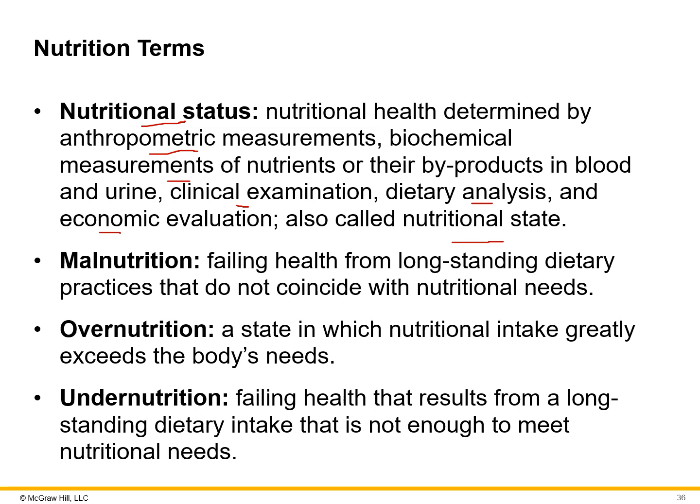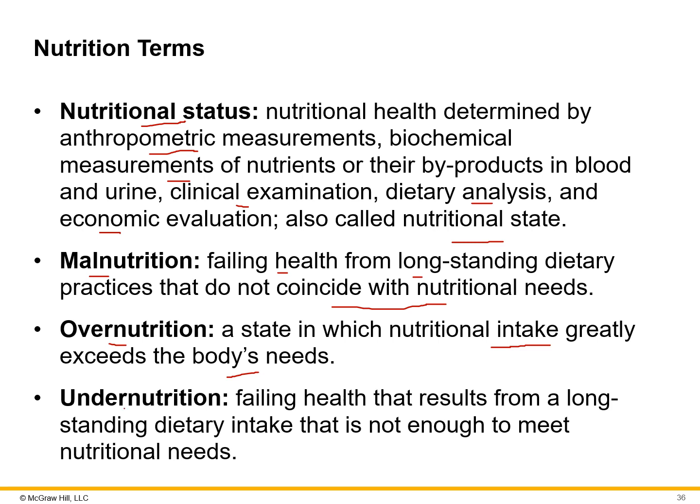Then some other terms, malnutrition. This indicates failing health from long-standing dietary practice where we don't meet those nutritional needs. So not just once or twice, but over a long period of time, not having enough nutrients in our diet. There's also overnutrition, which indicates that nutritional intake greatly exceeds our body's needs. And of course, that would lead to obesity. So we're taking in more than we need.